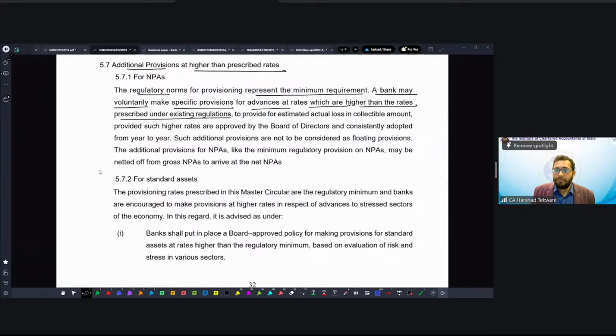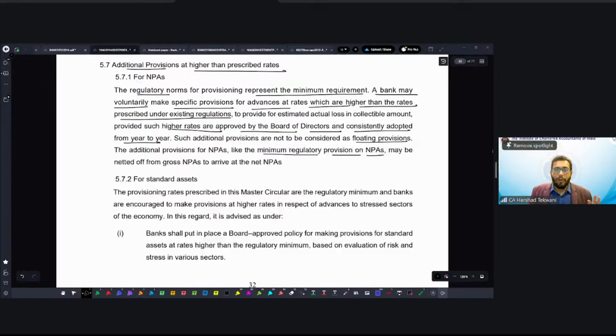A bank may voluntarily make specific provision for advances at rates which are higher than the rates prescribed under these regulations. And these higher rates shall be approved by the board of directors, consistently adopted from year to year. These are not to be considered as a floating provision, but a fixed one that will be applicable over and above the minimum regulatory provisions of the NPA. That means if the provision in the bank policy is more than the provisions provided in this category, fine, go ahead, make that provision, apply that policy.